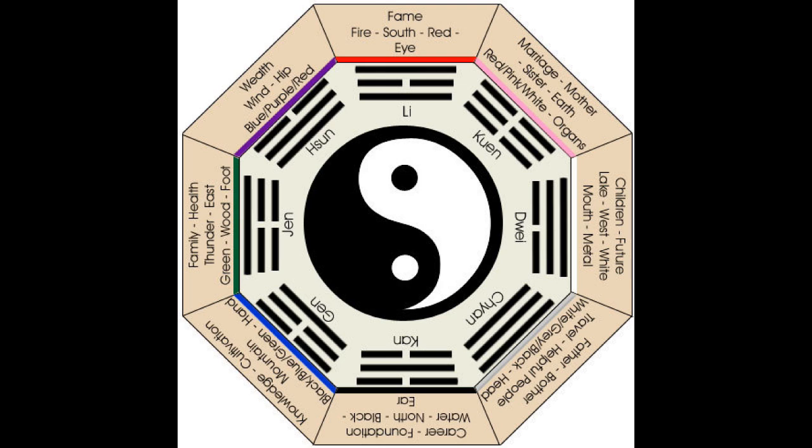Going in a clockwise direction again, we come next to the next section of the Bagua: helpful people, friends, father, brother, and travel. This section corresponds to the element of metal, and the compass direction is northwest, and the colors of this section are white, gray, and black.